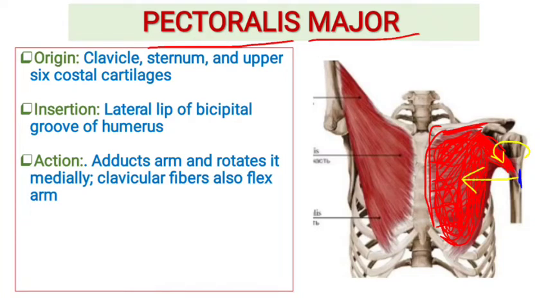And lastly, you have a bit of flexion, right? Since some parts of your pectoralis major have origins with your clavicle. So from the clavicle to your humerus, there's a bit of flexion power with your pectoralis major muscle.